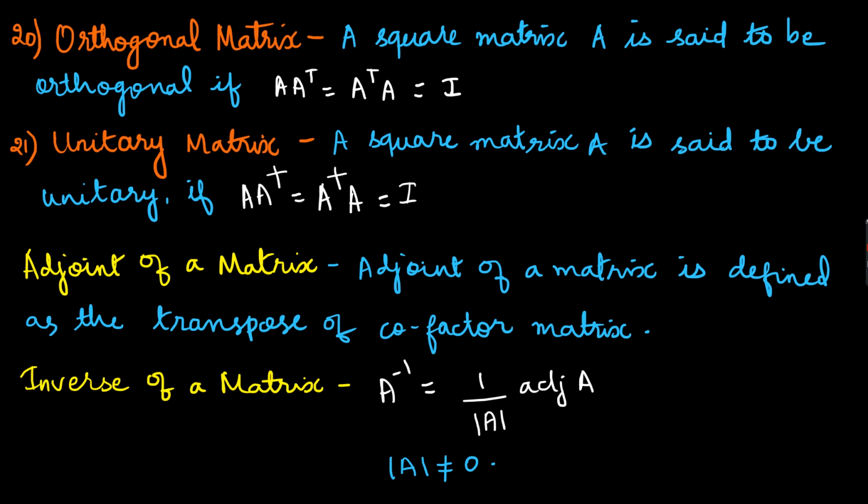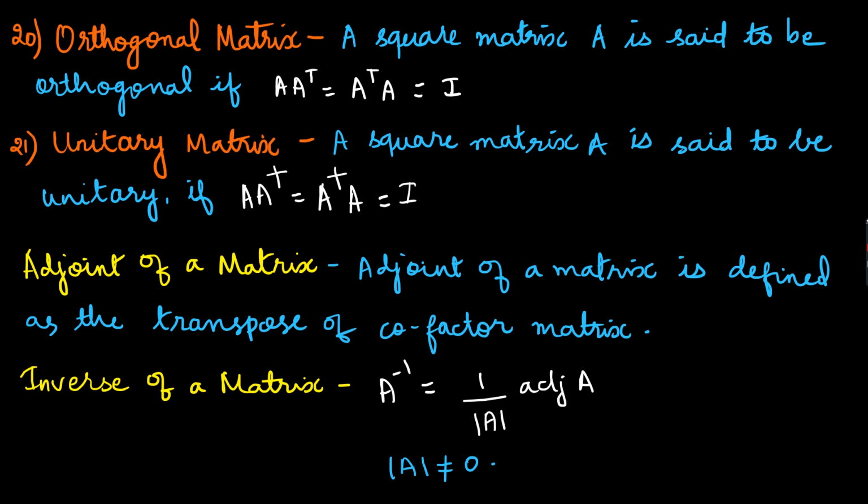An orthogonal matrix is a matrix which satisfies the property A transpose A should be equal to I, where I is the identity matrix. And the unitary matrix is the one which satisfies A dagger A equal to I.